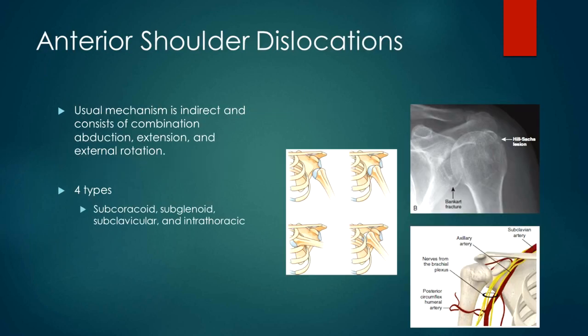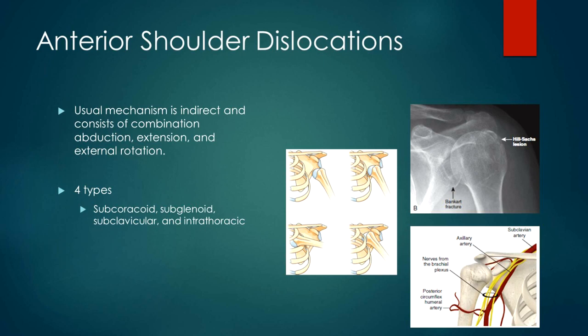Anterior shoulder dislocations, the usual mechanism is indirect and consists of a combination of abduction, extension, and external rotation. There are four types of anterior shoulder dislocations. You've got your subcoracoid, subglenoid, subclavicular, and intrathoracic. Subcoracoid dislocations account for more than 75% of all anterior dislocations.